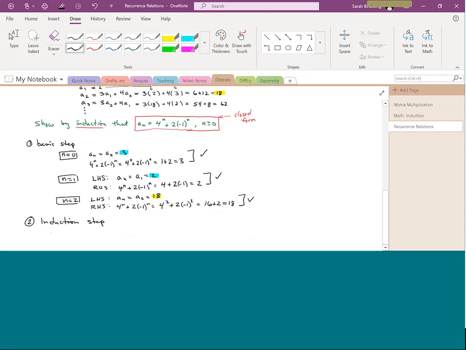So the first thing in our induction step is we assume everything works for n equals k. So here we will assume a_k equals 4 to the k plus 2 times negative 1 to the k. And that would be for any k that you want as long as the k is 0 or bigger. Okay. Notice that is exactly the same thing we would have done last time in regular old induction.